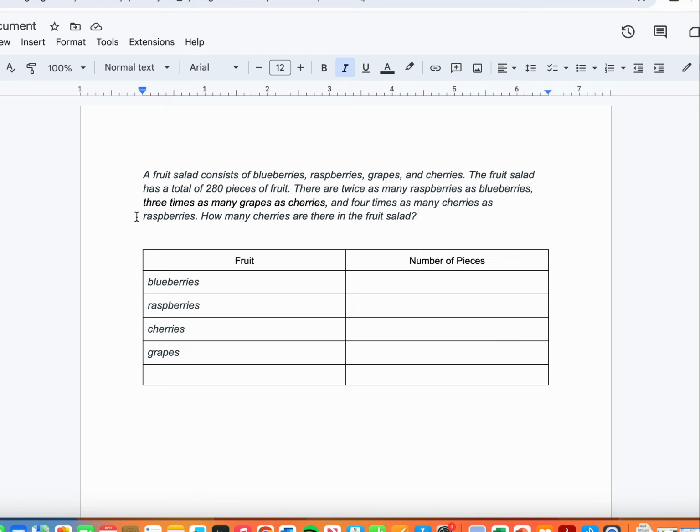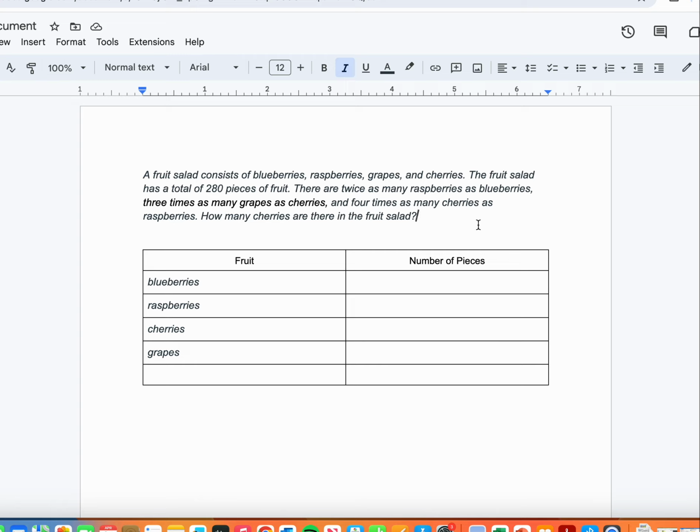A fruit salad consists of blueberries, raspberries, grapes, and cherries. The fruit salad has a total of 280 pieces of fruit. There are twice as many raspberries as blueberries, 3 times as many grapes as cherries, and 4 times as many cherries as raspberries. How many cherries are there in the fruit salad?